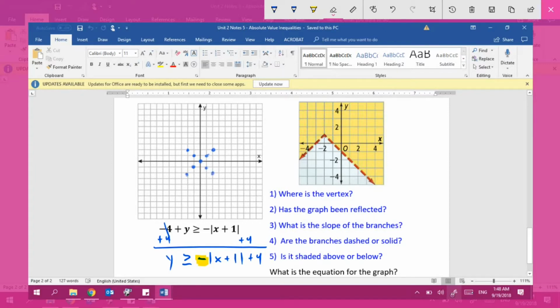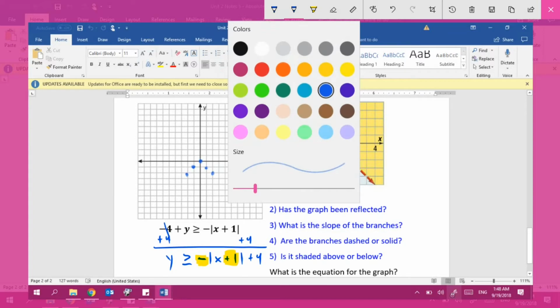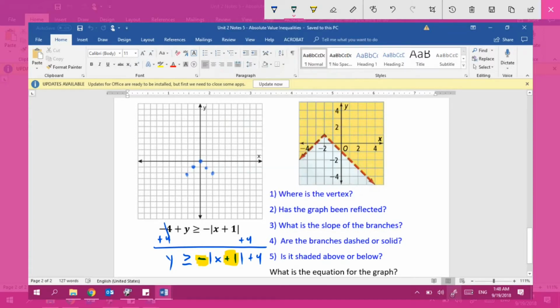So let me erase these old points, okay? Still not done. Now I'm looking inside and I see that I've got this +1 right here on the inside. That tells me to shift all my points left 1 space. So I'm going to take all my points and shift them left 1 space. Boom, boom, boom, boom, boom. So let me erase those.